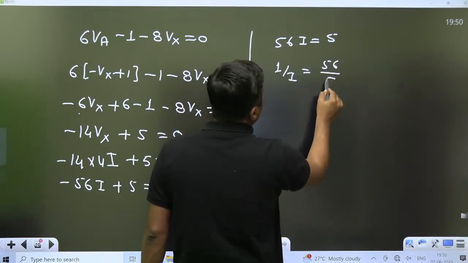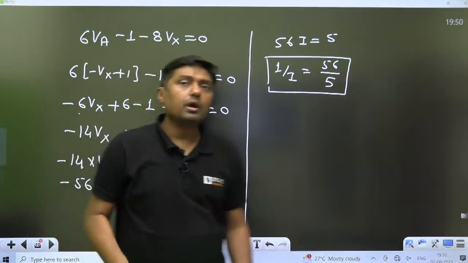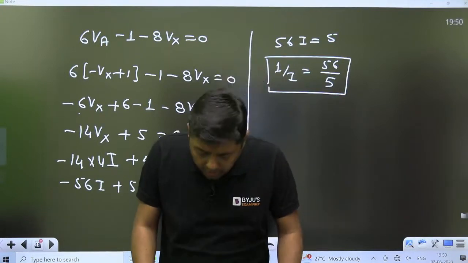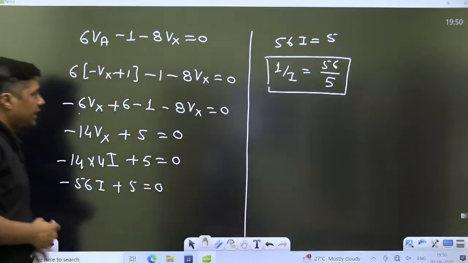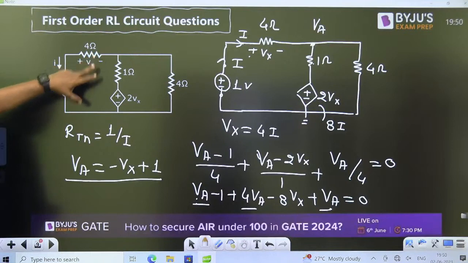56 divided by 5. And what is the 1 by I? RTH. So in this way we can find the RTH. First of all, draw the diagram, right? You can check my calculation, it doesn't matter, but remember how we can find.